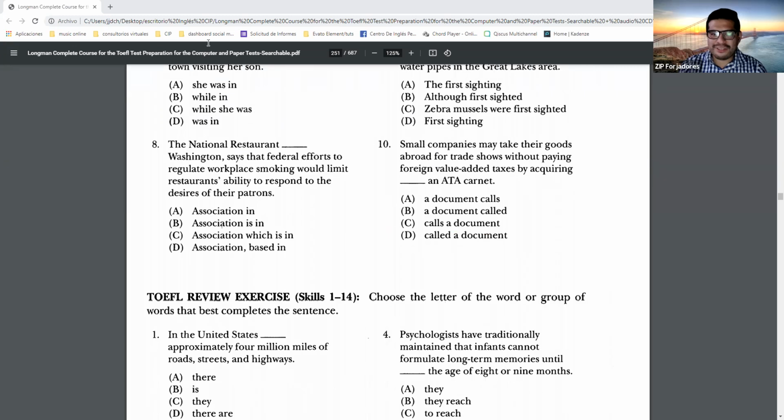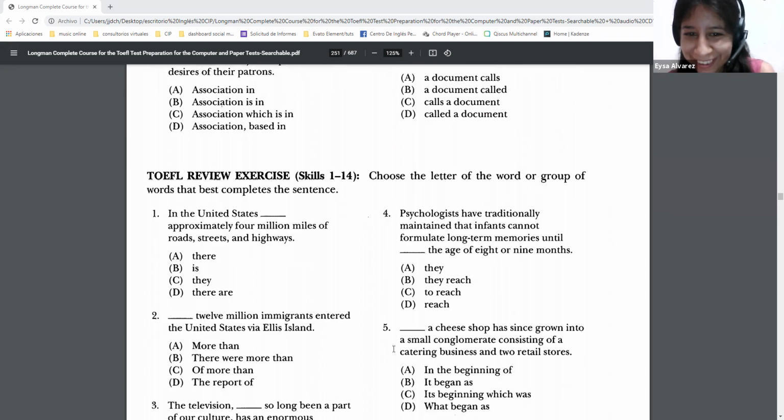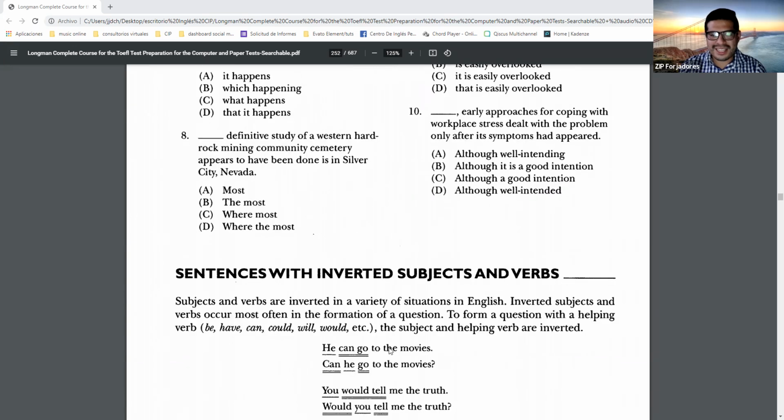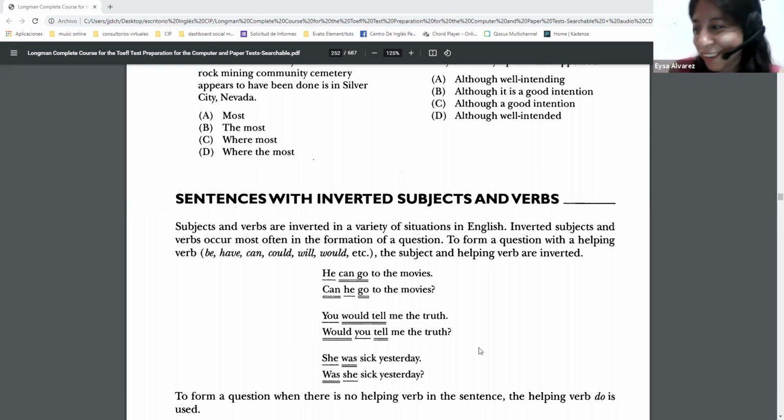So let's try to do a review. Did you do these ones, the TOEFL skill 1 to 14? No. Okay, so this is going to be homework. Let's try to find another topic. So we finished the reduced clauses, but I'm going to continue practicing. Actually, I did some exercises on the internet. Some of them were easy, but some of them were also difficult. If you want to review it, just let me know.